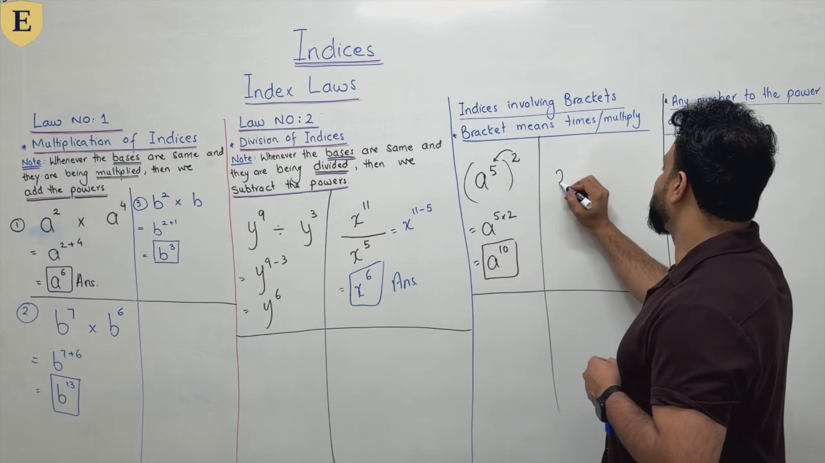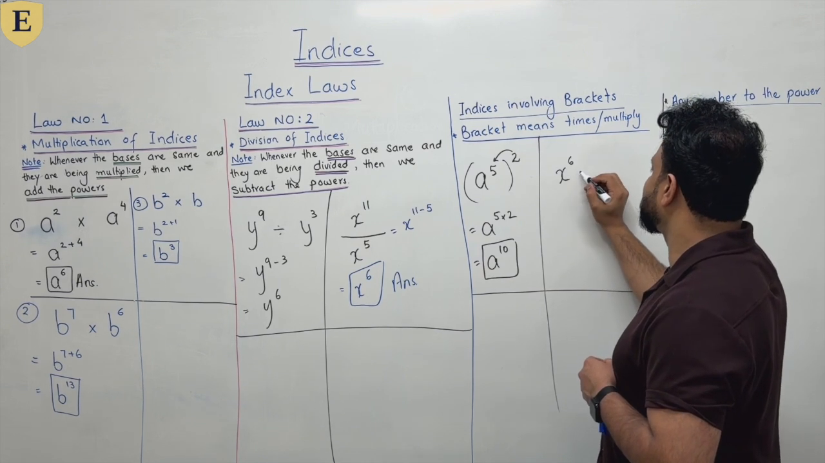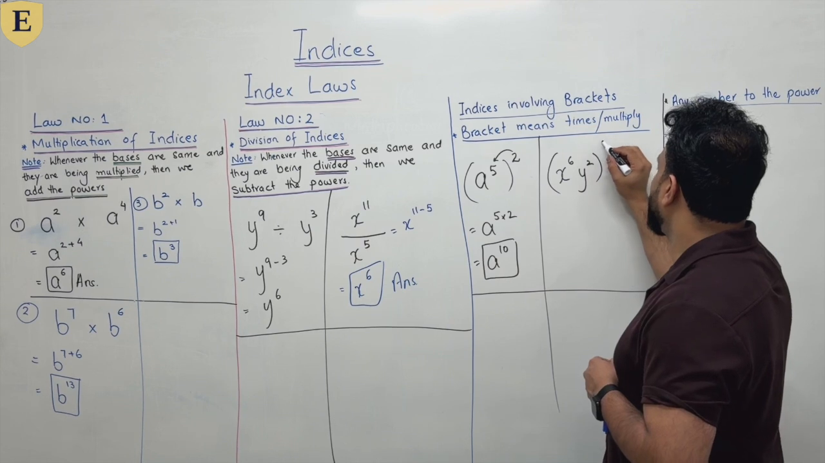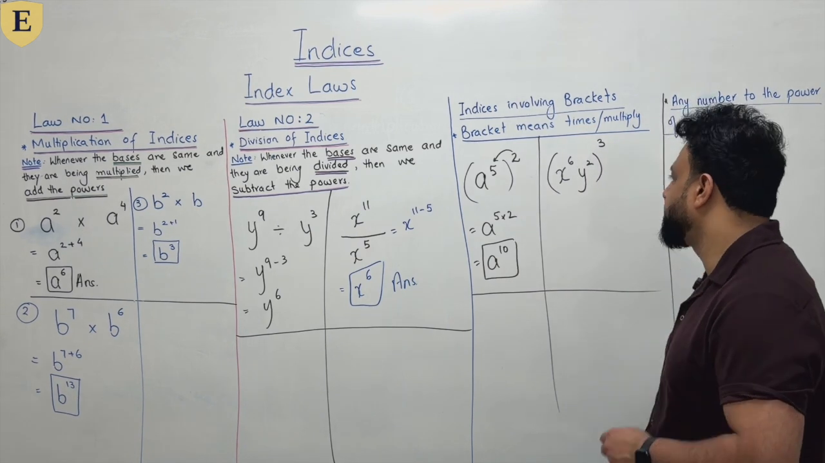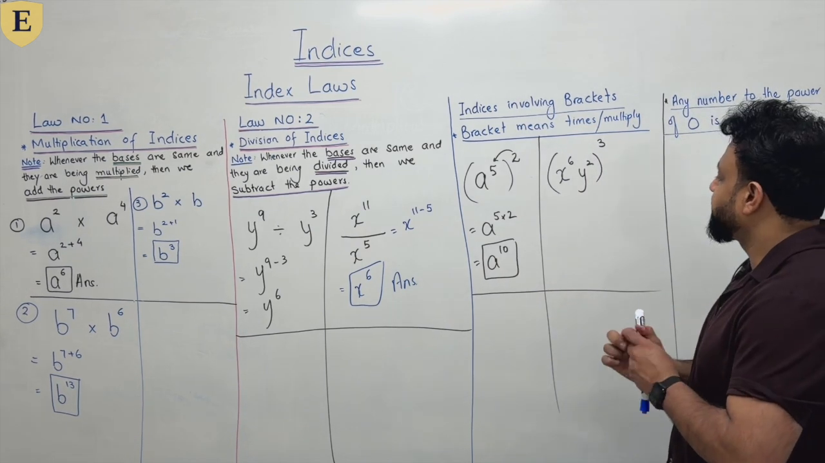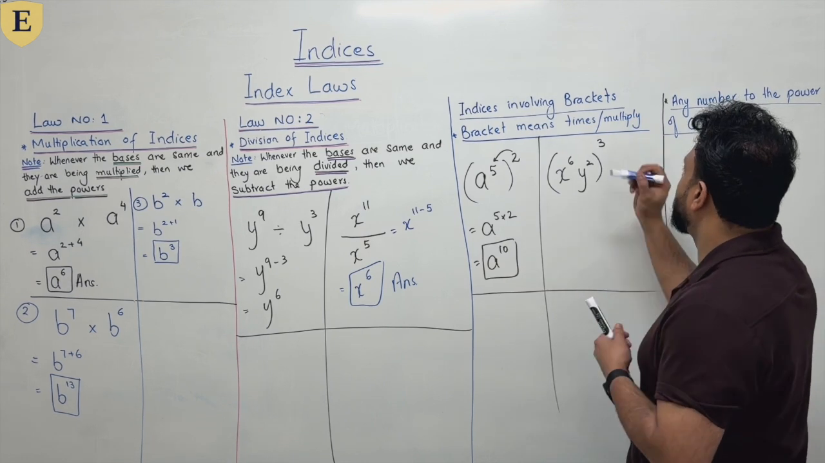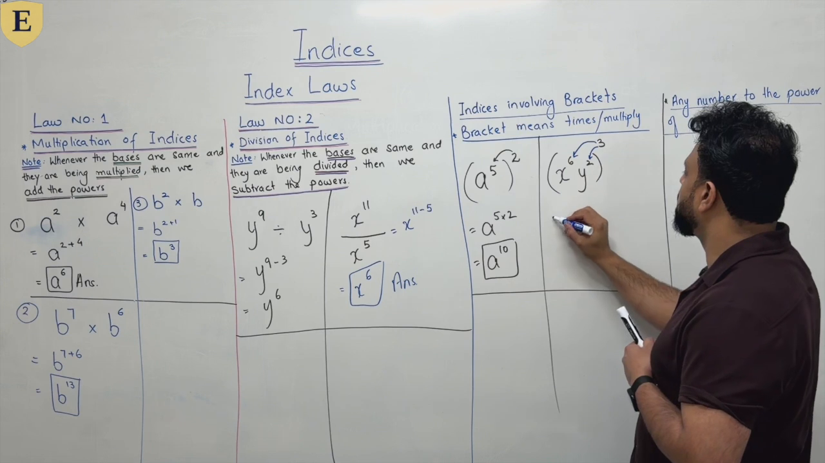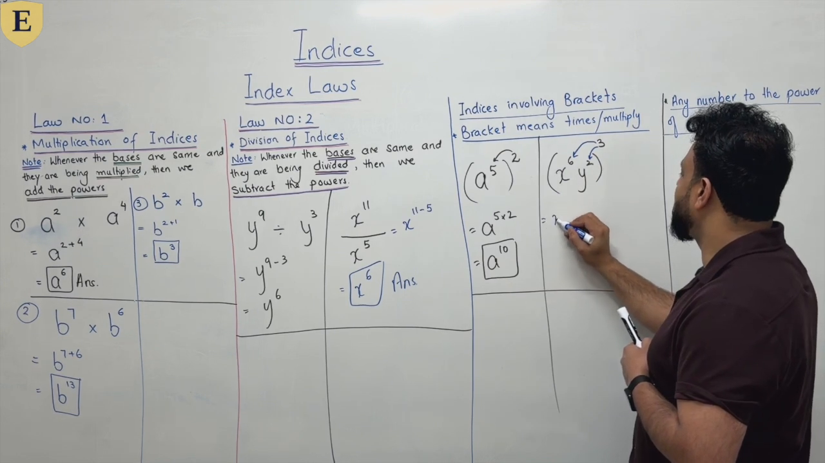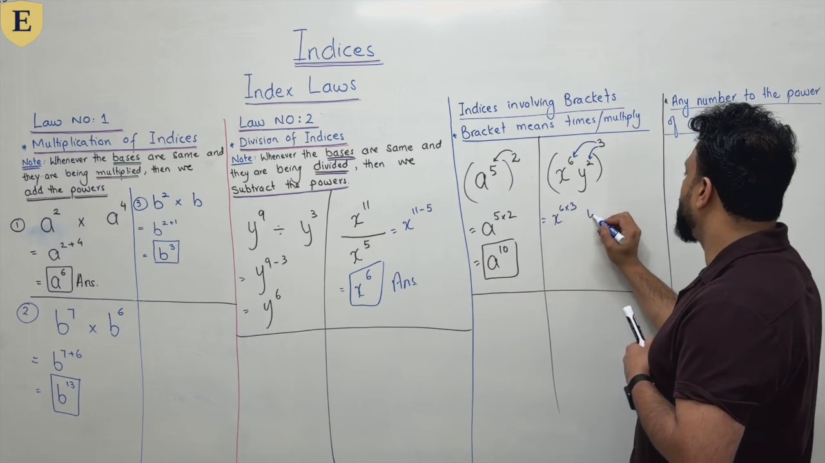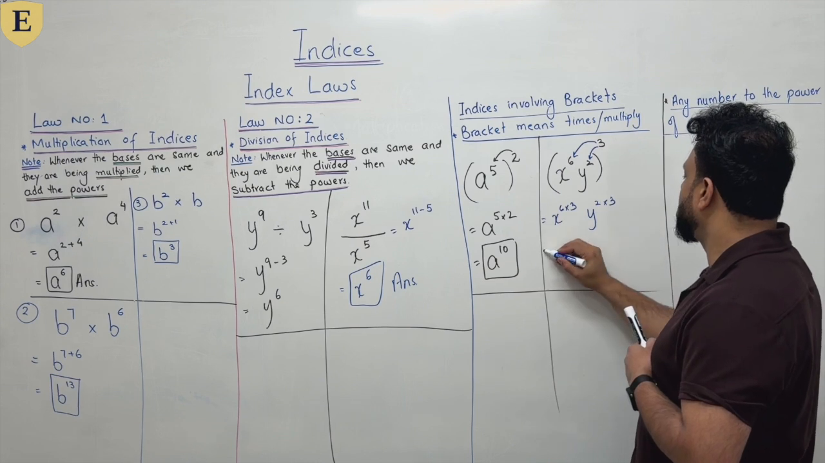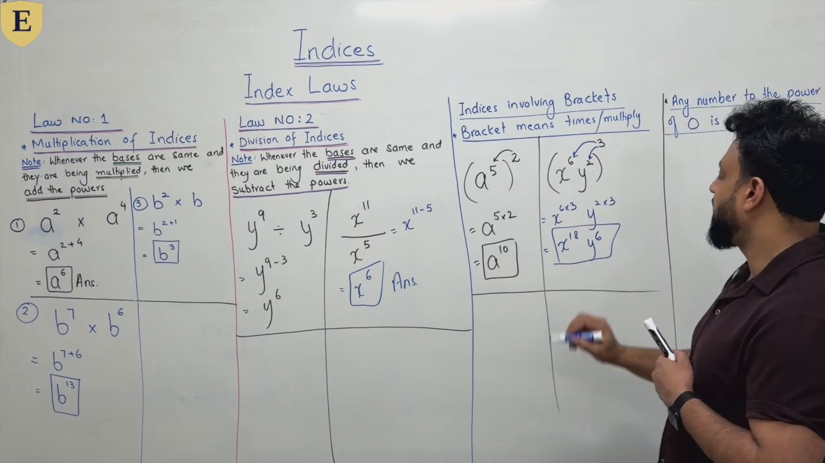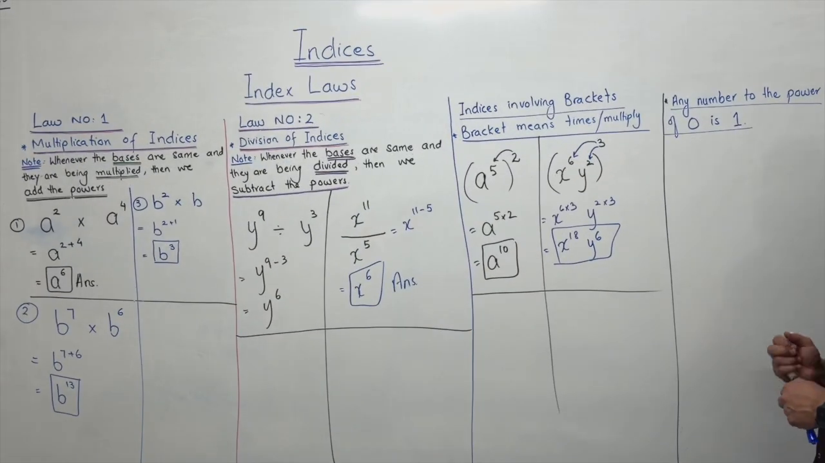Let's have a look at another example. If you've got a question that says x to the power of 6, y to the power of 2, and the whole thing in the brackets raised to the power of 3. Now in this case, this power will multiply with 6, and it will also multiply with 2. So this is going to look like this: x to the power of 6 times 3, y to the power of 2 times 3. The answer will be x to the power of 18, y to the power of 6. And that's your answer, guys. Let's have a look at our fourth law.